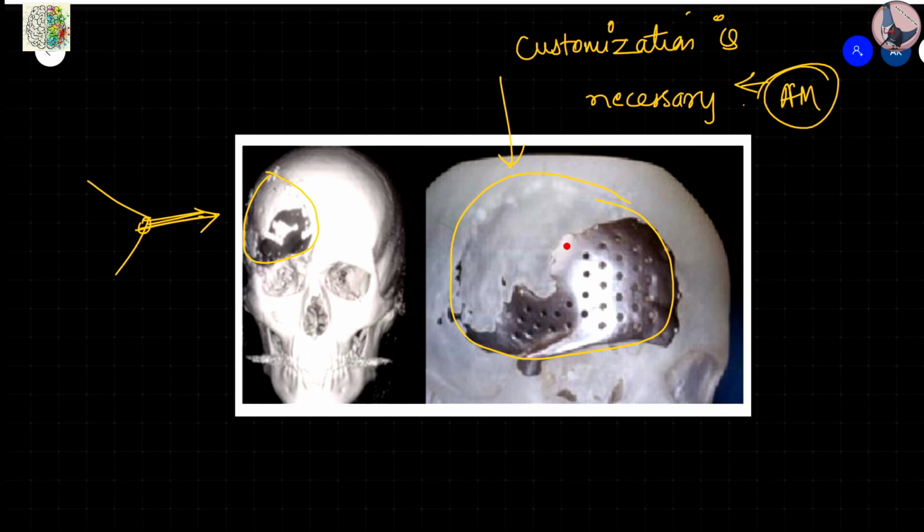Now you cannot make mass production of this. It is not at all needed, because if another person has a fracture, it will be of a different nature. So you cannot make 1,000 pieces and keep them in storage. You cannot maintain an inventory of it. You will have to customize it when and how it is needed. So customization is important.